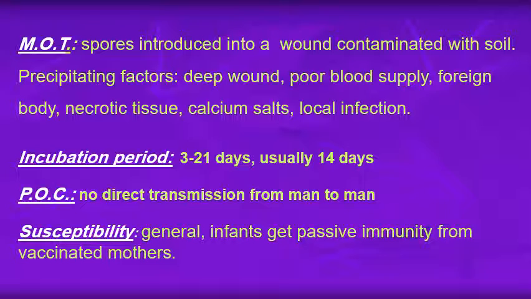Incubation period: 3 to 21 days. When we say 3 to 21, it means that the shortest incubation period seen was 3 days, and the maximum seen was 21 days. Usually the mean is 14 days. Period of communicability: none, because there is no direct transmission from man to man. And susceptibility is general. Infants get passive immunity from a vaccinated mother.